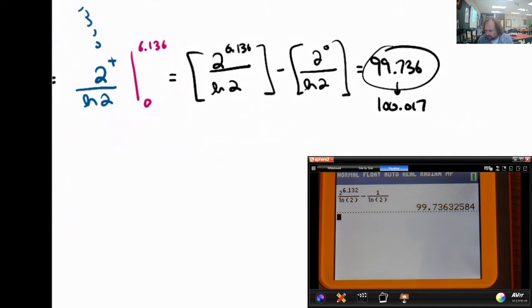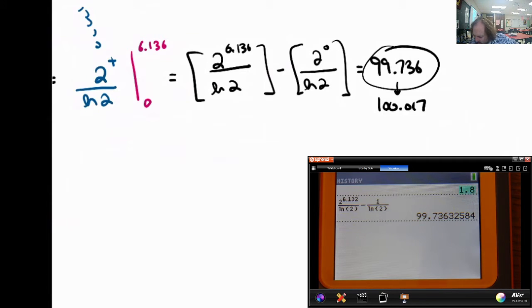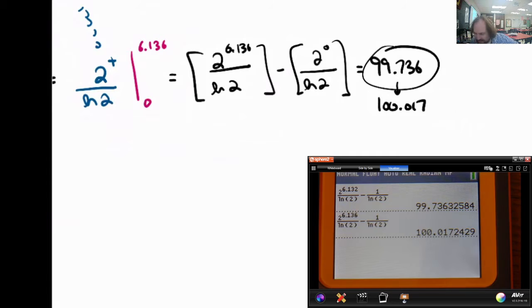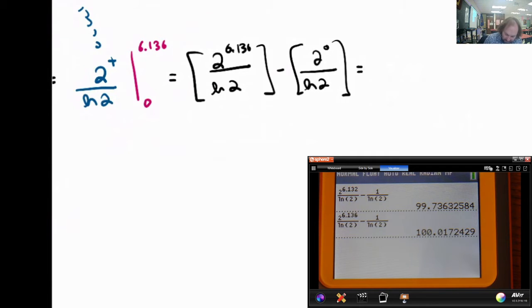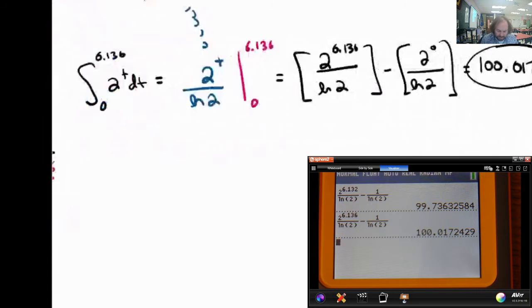You can feel free to disagree with me in the comments below. Who knows? Oh, you know what it is? It's 6.136. That's what it is. I see it right there on my calculator now. See, I knew it. I was like, I probably just made like a keystroke error or something. There you go. Oh, this should be in feet, because his velocity was in feet per second.